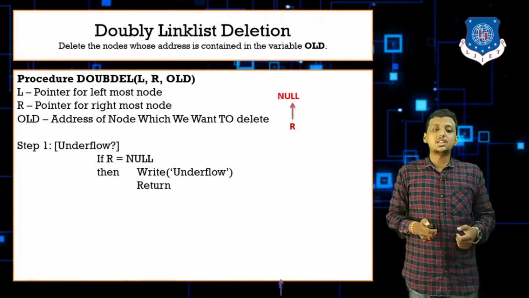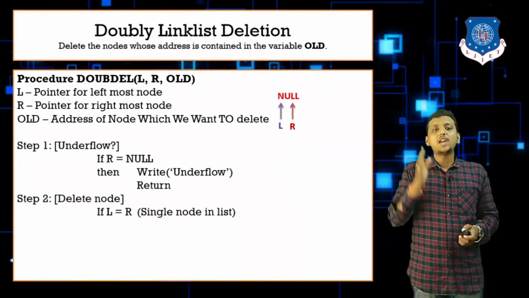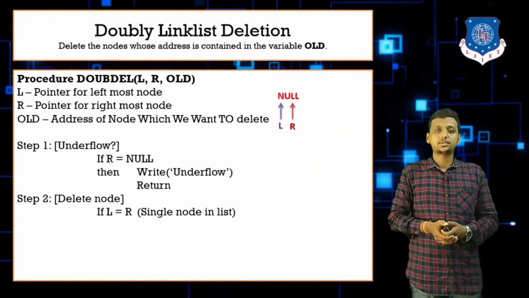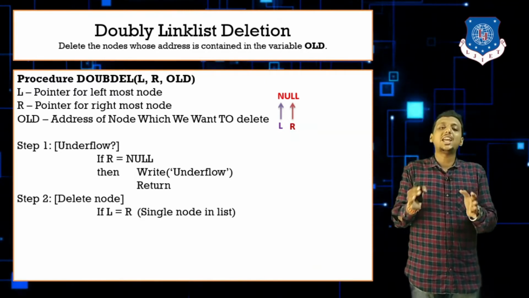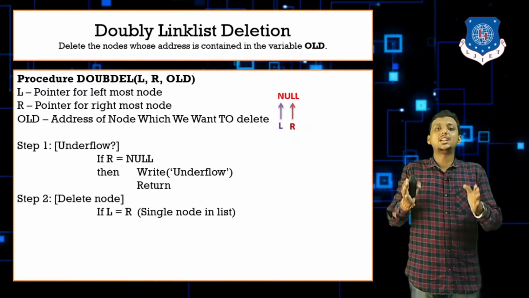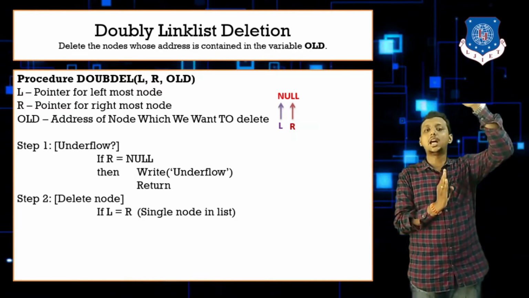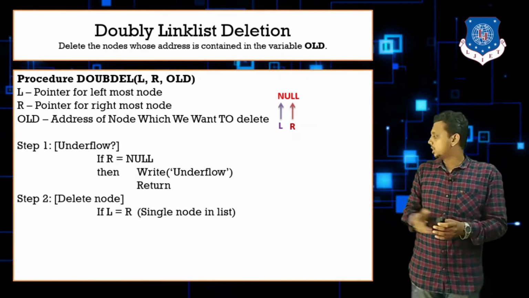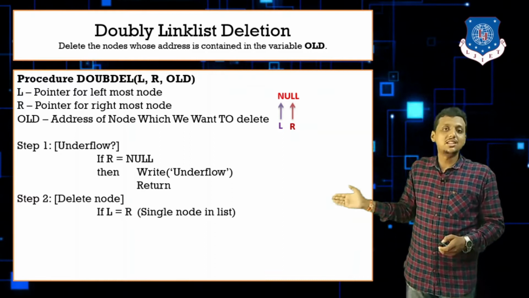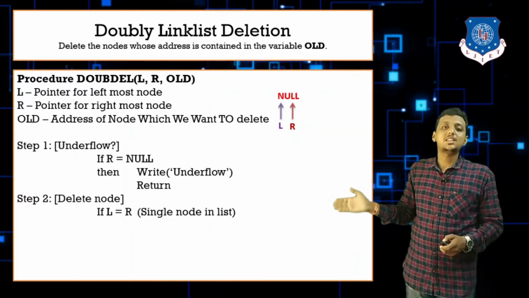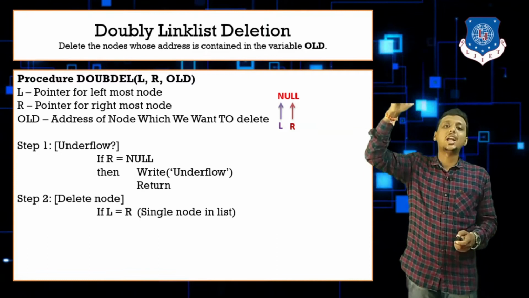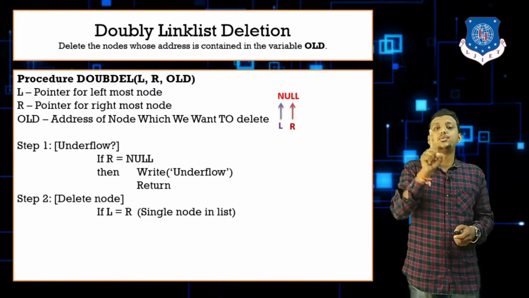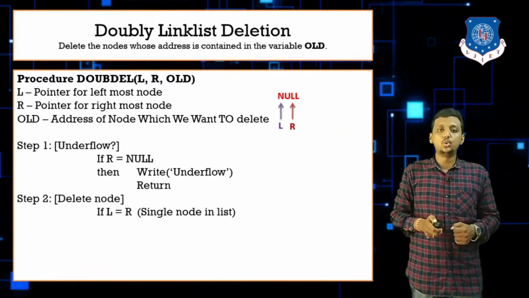Now, the next condition is that if I want to delete a node, but there is only a single node in the doubly linked list. Students, when there is only one node, L and R both point at the same node. So the condition can be: if L is equal to R. That means the location of the node is the same, so only one node is there in the doubly linked list. So what to do? Let's take a look.